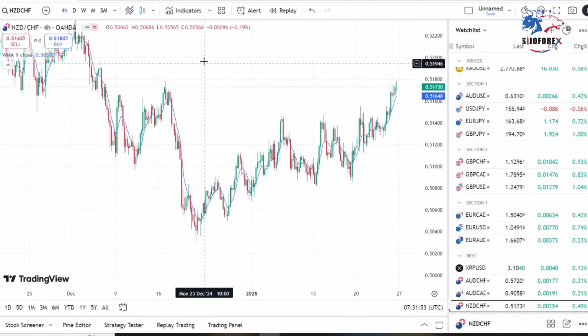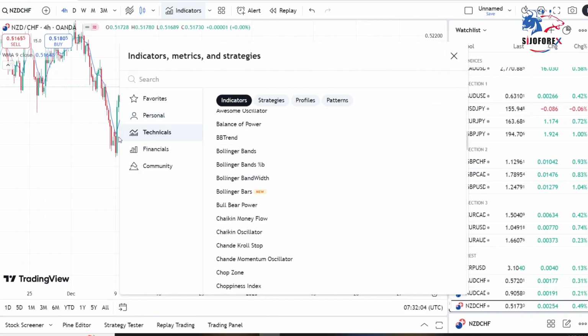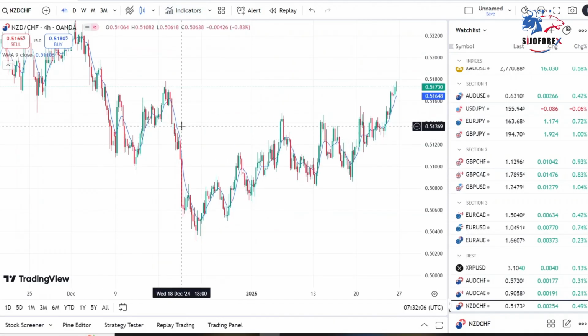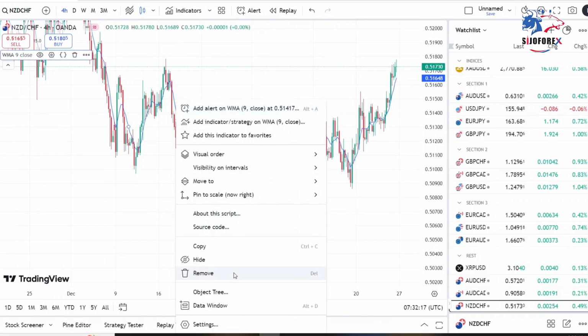And also, if you are the type that uses indicators, you can click here and add any indicator that you want. But I don't use indicators, and if I'm to use one, I just use this moving average. But I'm still going to remove it to make my chart look nice and clean.